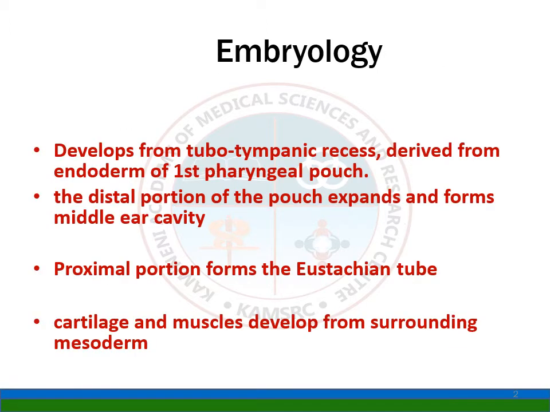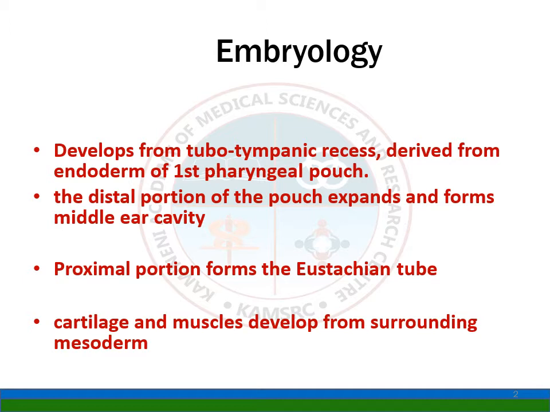So, I'll start with a brief continuation of the last class. Embryology: the only one sentence you should remember is that the tube develops from the tubotympanic recess. The tubotympanic recess derives from the first pharyngeal pouch. A number of times they asked in the exam from where the eustachian tube will develop. So it is the first pharyngeal pouch.